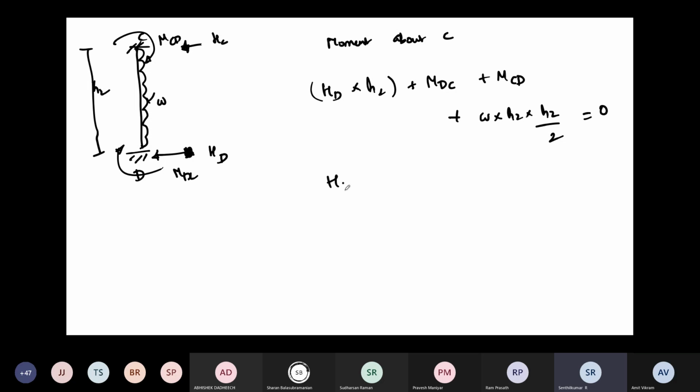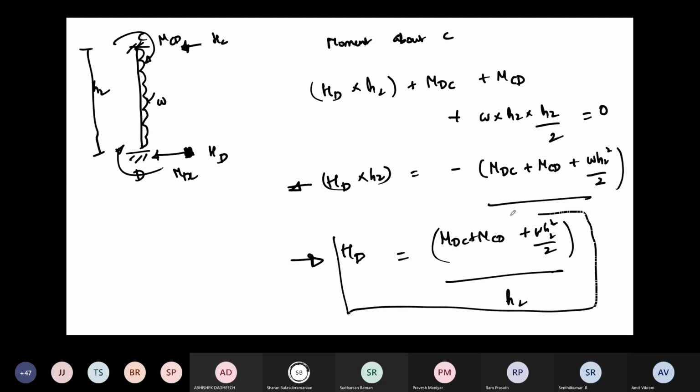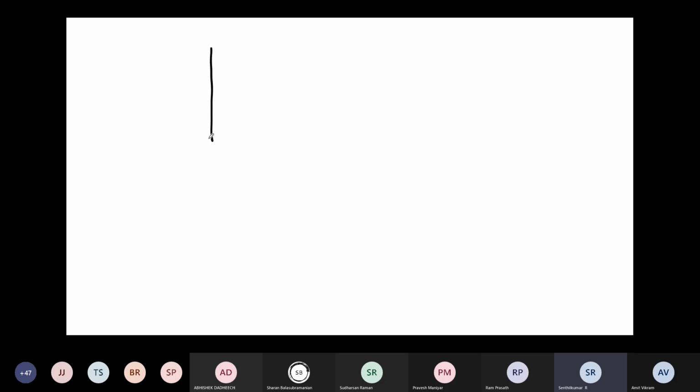Now I need to find out HD. HD into H2 will be equal to minus MDC plus MCD plus WH2 square by 2. Then I want to make this positive, so I have to change the direction to this. So the whole thing will be MDC plus MCD plus WH2 square by 2, divided by H2.